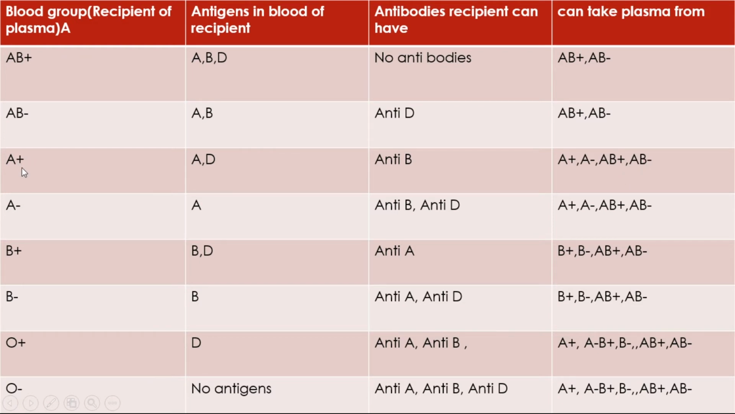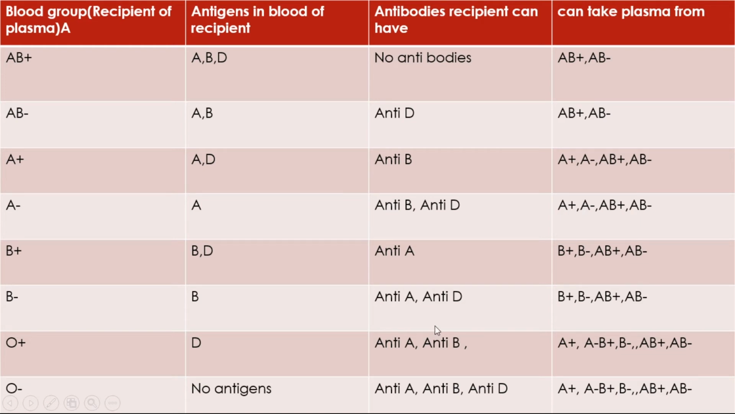A positive will have the plasma from A positive and A negative. A negative has the same reason, because A negative will not have antibodies for antigen D until and unless it is exposed to antigen D. So: A negative, A positive, A negative, AB positive and AB negative. And the reason you can understand until now.